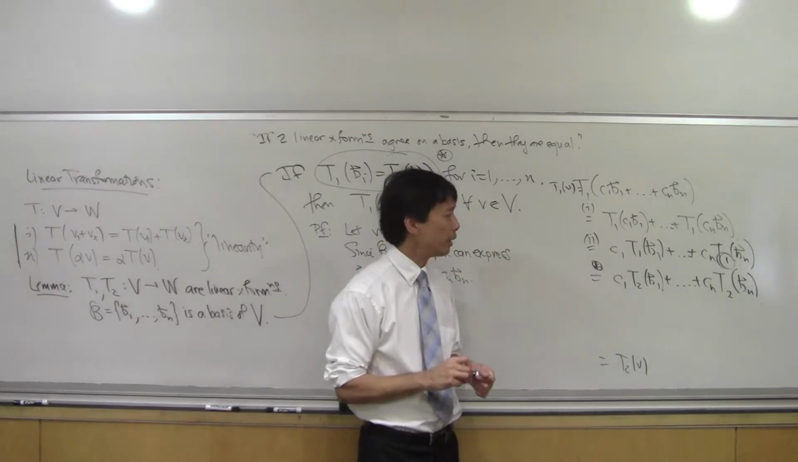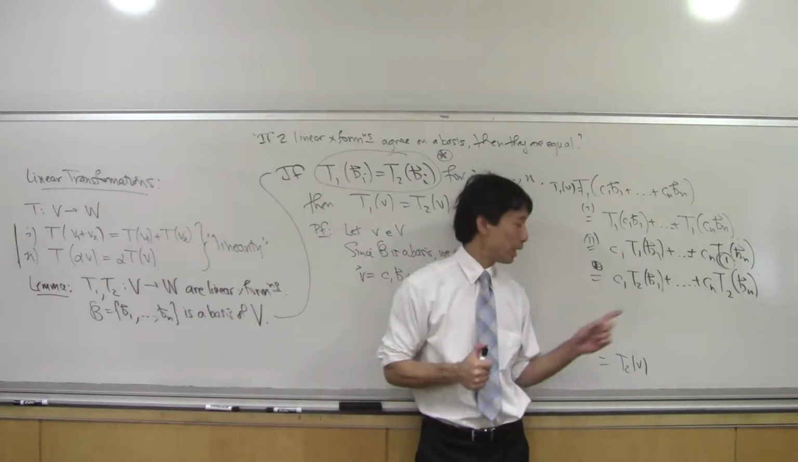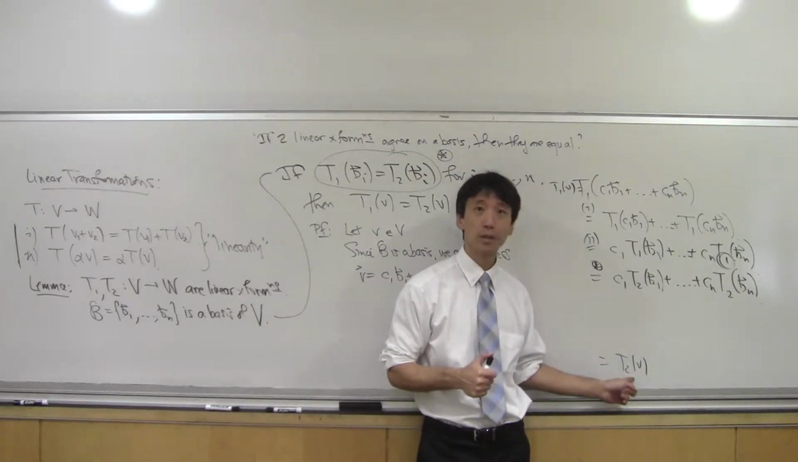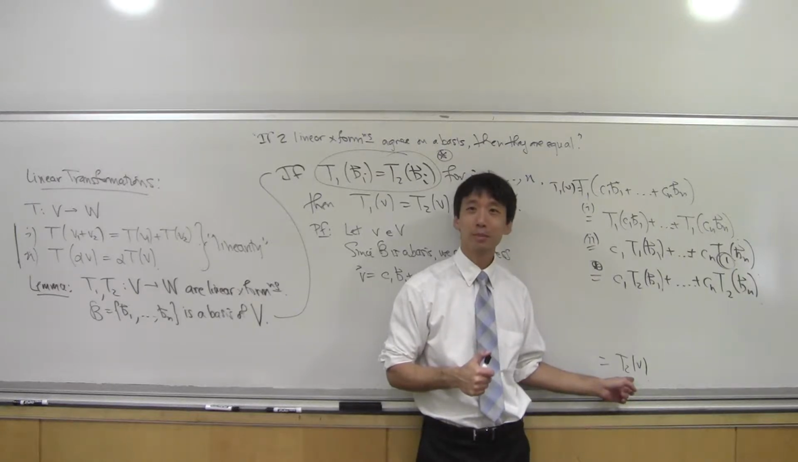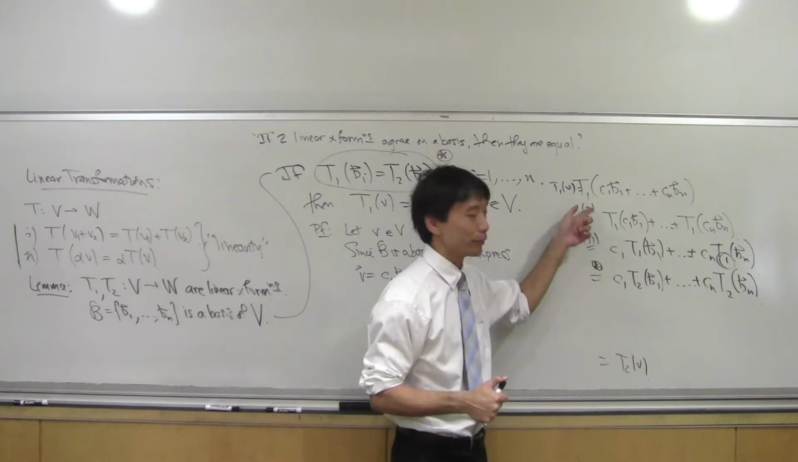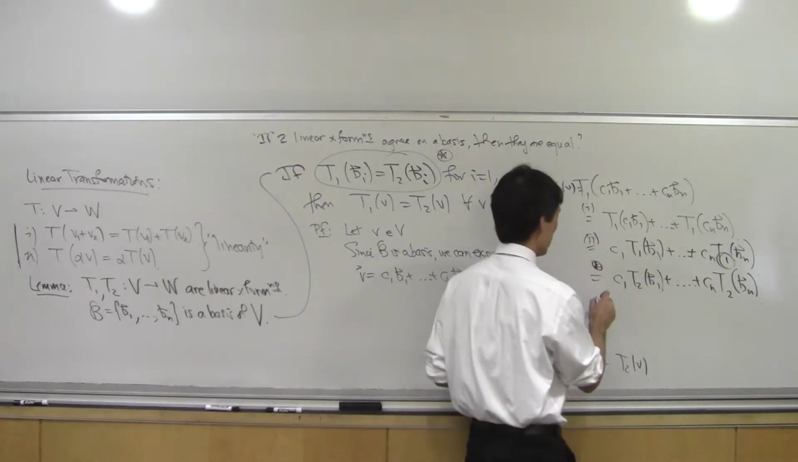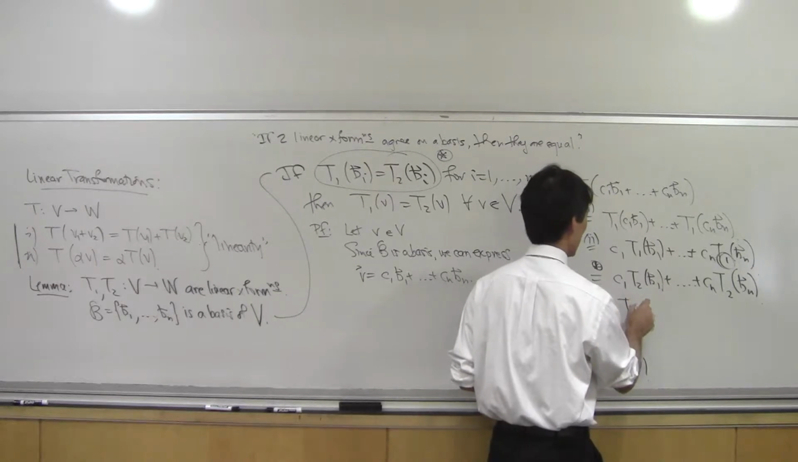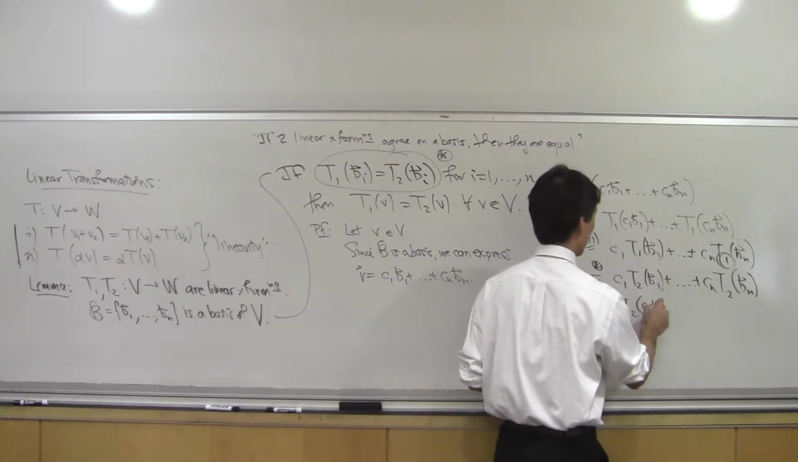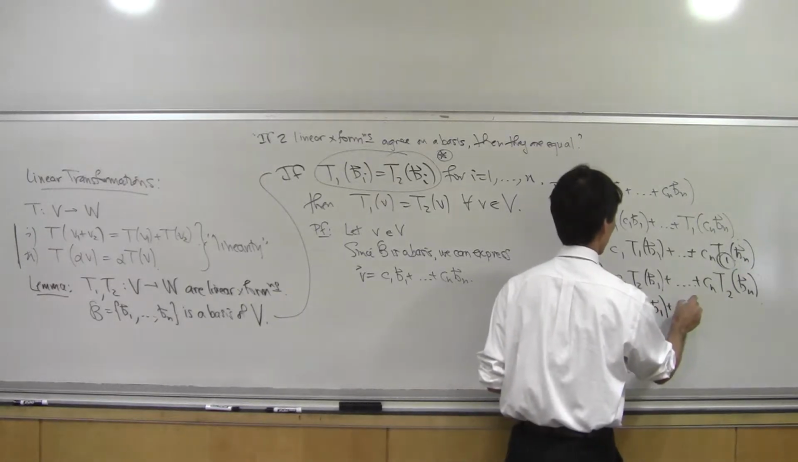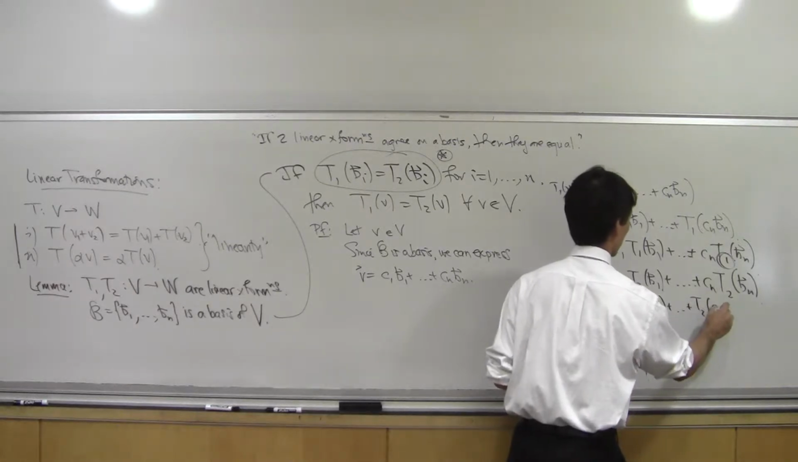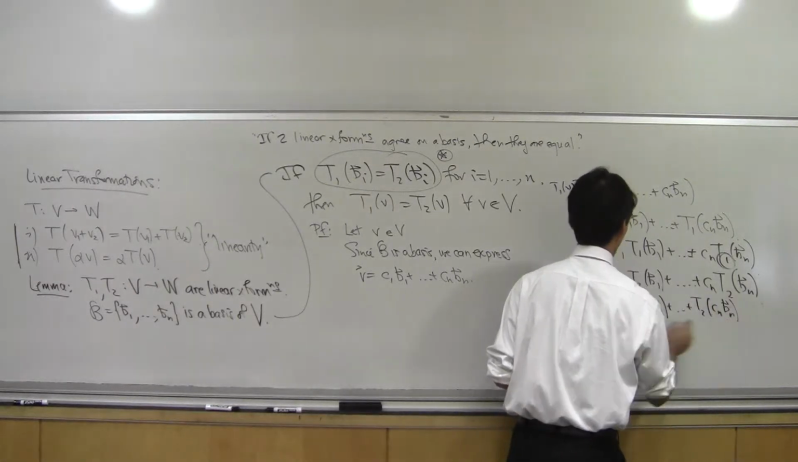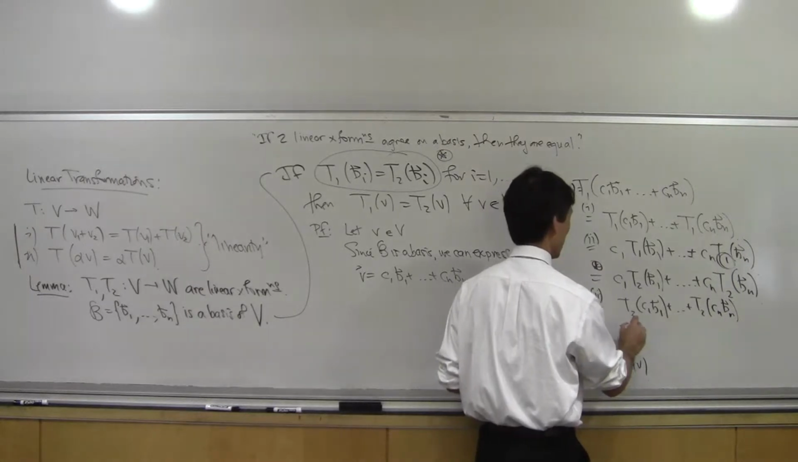And then what do we do? How do we get back to v? We can retrace the steps. Exactly, we retrace the steps in reverse. We use property 2 to slide the constants back in, and then we use property 1 to combine them.